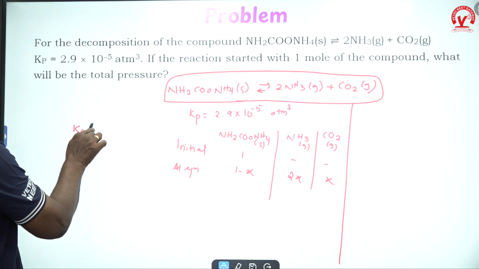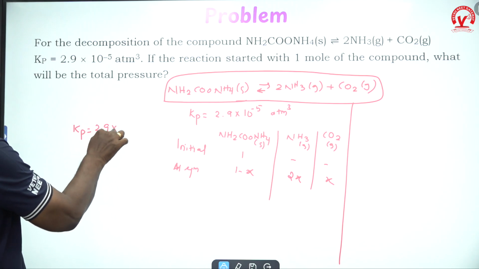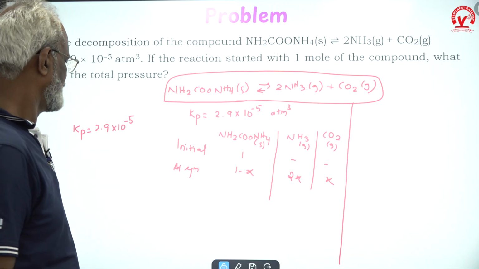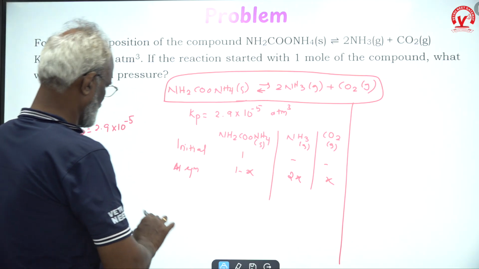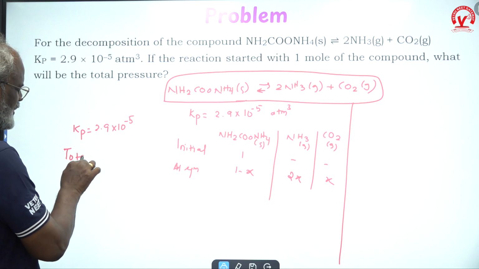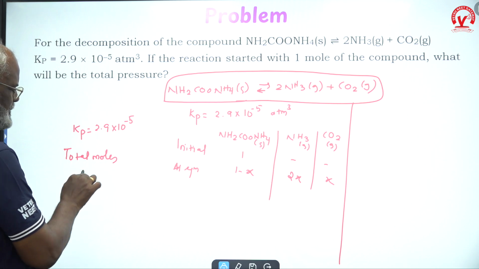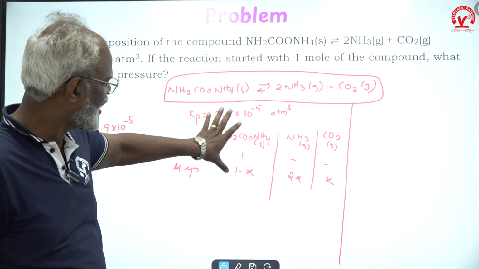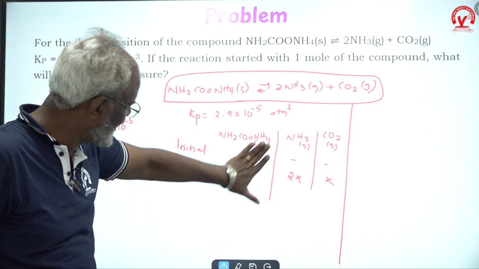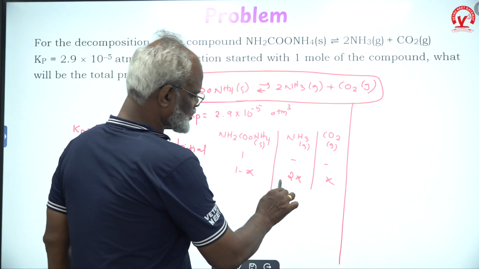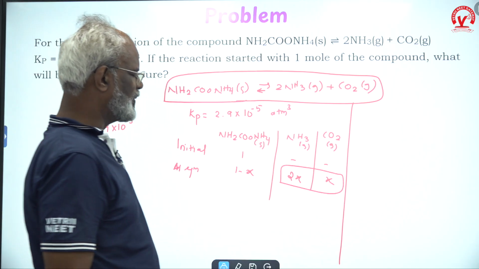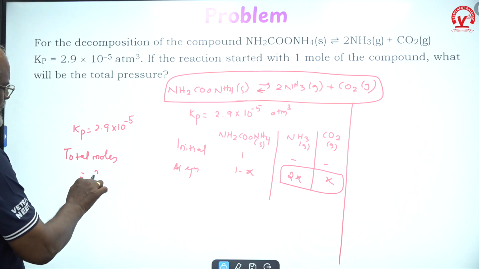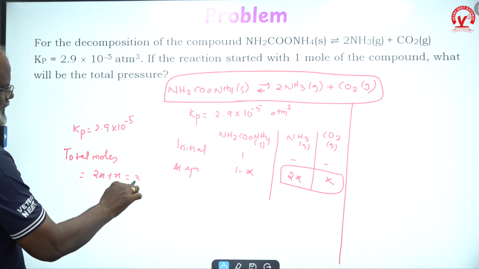So you have to calculate the partial pressure. Kp value is given, find out the partial pressure. For that, you must know the mole fraction. So, total number of moles now. Please note that we should not add the solid, because the solid does not exert any partial pressure, so we leave it. Only the moles of these two gases are added to calculate the partial pressure. Total moles is 2x plus x, 3x.